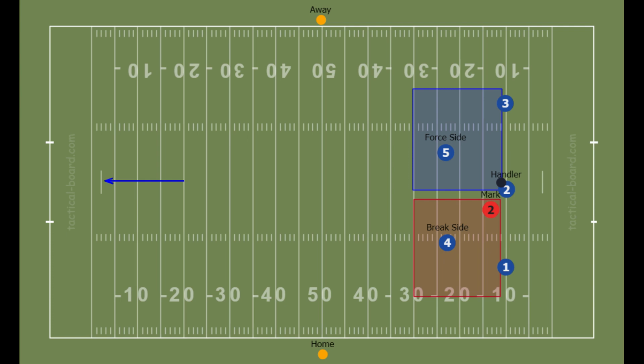Notice how the force away has split the field. The mark is blocking throws towards the home sideline, indicated by the red area. We'll call this the break side or backside of the offense. However, the mark can't cover everything, and so has to give up easy throws towards the away sideline. We will call this the force side or the front side.